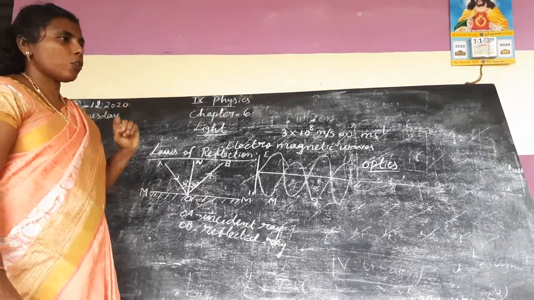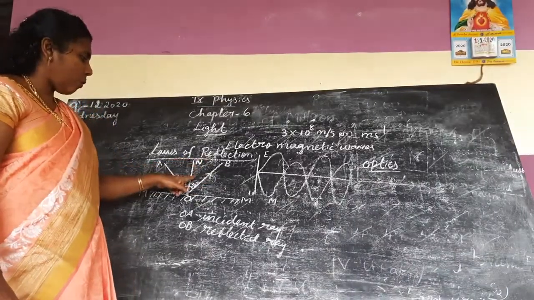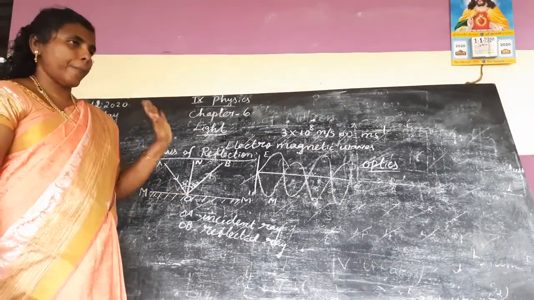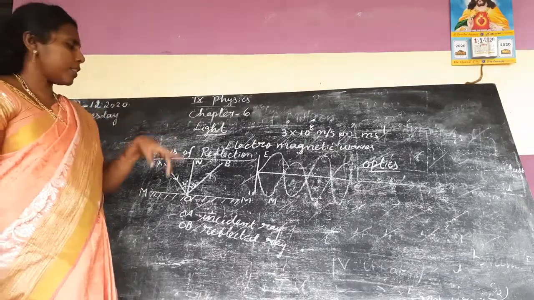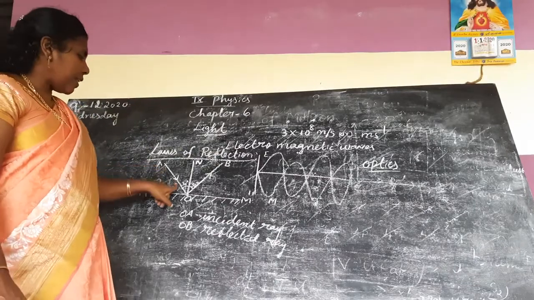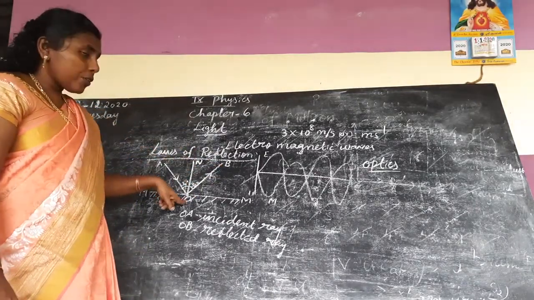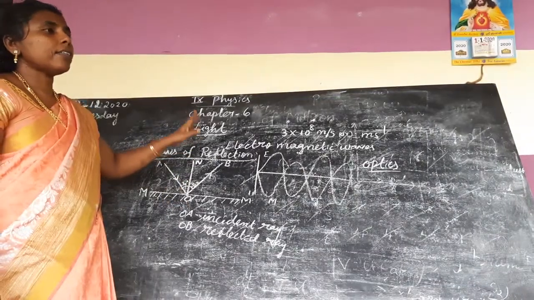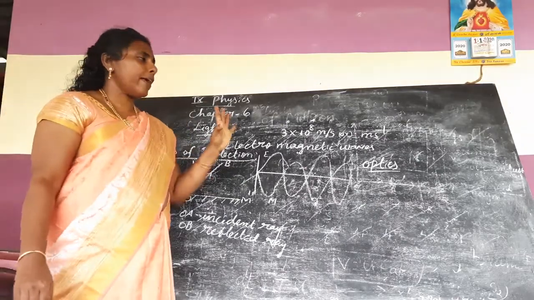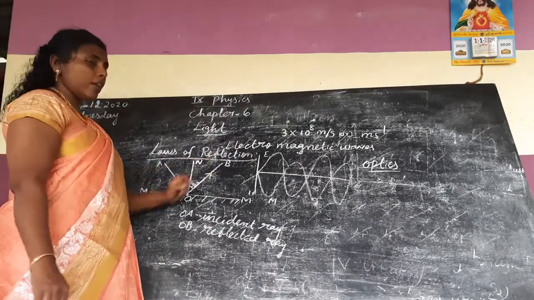This is the first law. So what is the first law? The incident ray, the reflected ray, and the normal at the point of incidence lie in the same plane. First law of reflection: the incident ray, the reflected ray, and the normal at the point of incidence lie in the same plane. So the reflection will take place in one plane, but the refraction will take place in two. Only in one plane will the reflection take place.